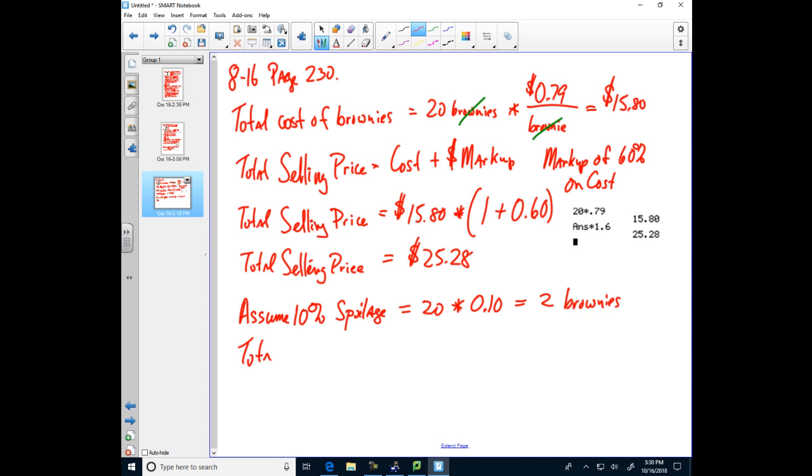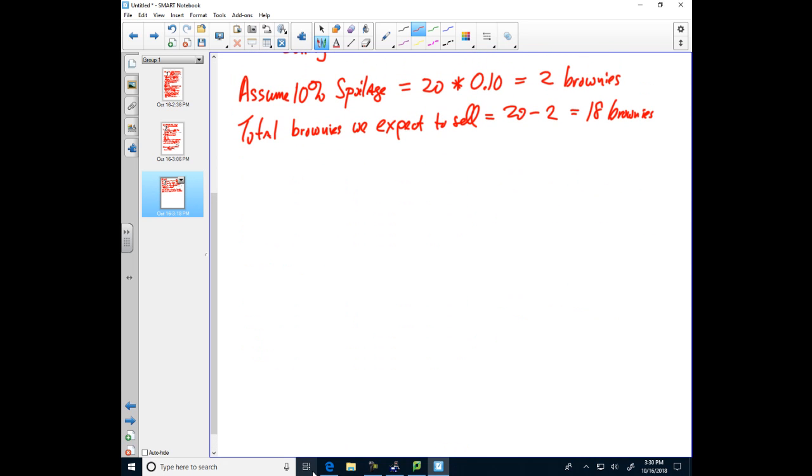Now, the total brownies we expect to sell is therefore going to be the 20 we bought minus the 2. Okay, does everybody see where the 18 brownies come from? Okay. All right, let me extend my page here. So here's what we're going to do now.